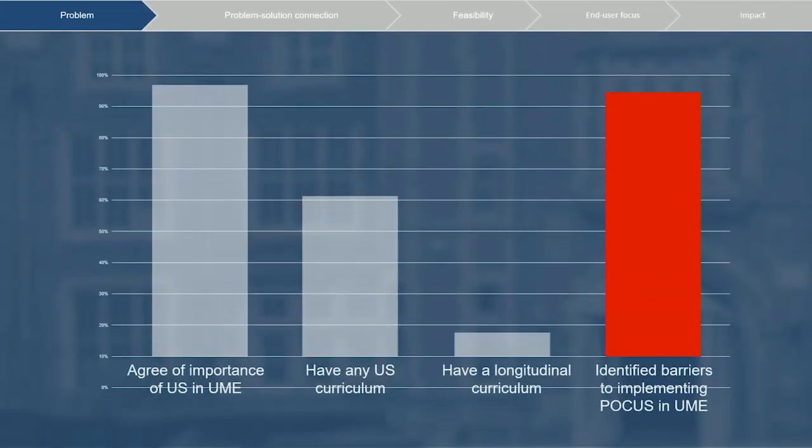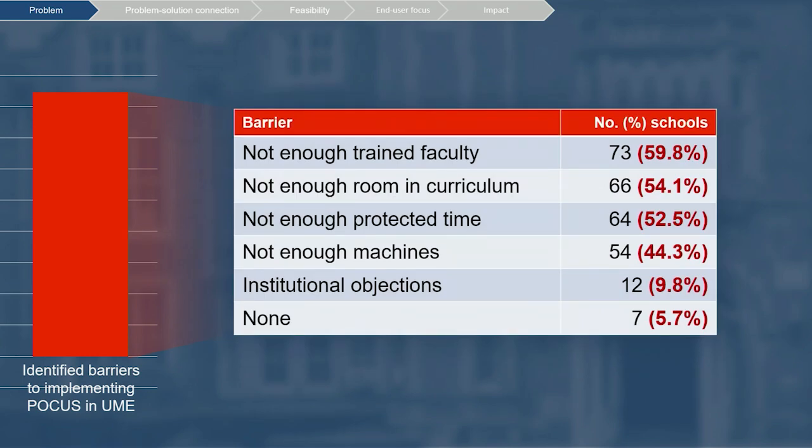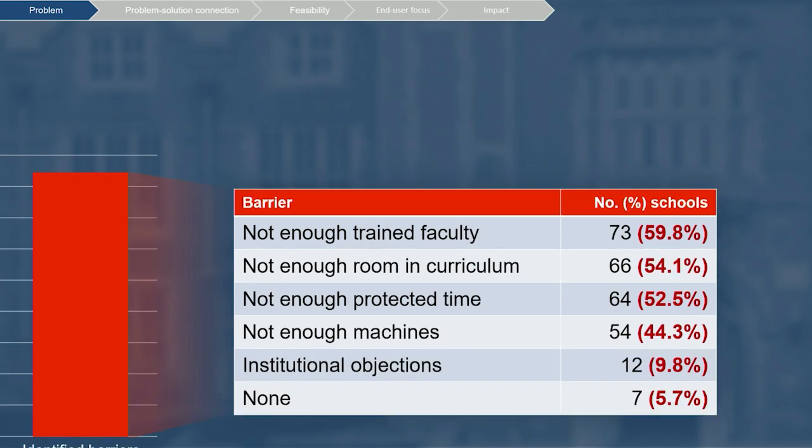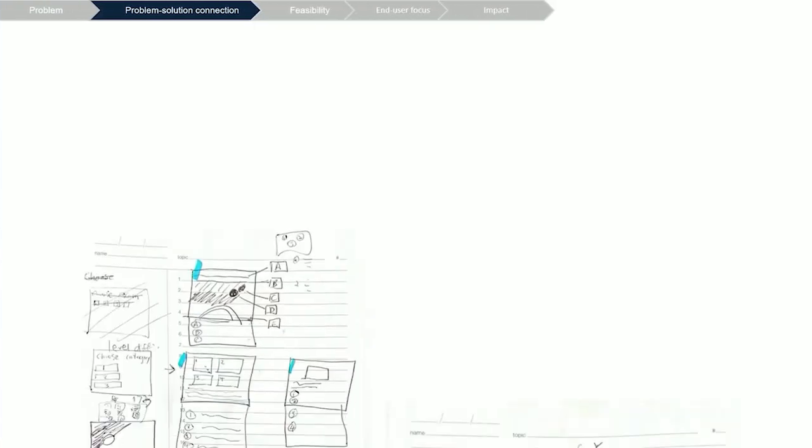This was a survey done in medical schools a few years ago, and while nearly all of them agree on the importance of ultrasound in undergraduate medical education, very few have a real curriculum, this still being the case a few years later. And they all identified similar barriers to implementing their desired curriculum that basically boil down to not enough resources. So I had this problem that I knew was important to solve, and I knew it like the back of my hand, being in ultrasound.